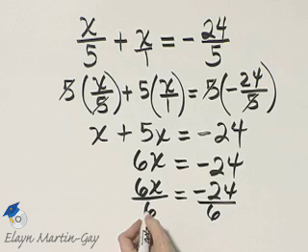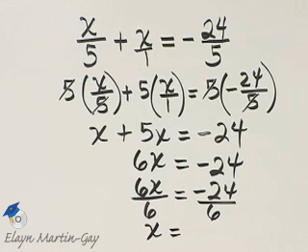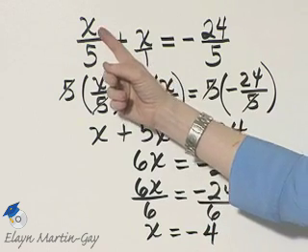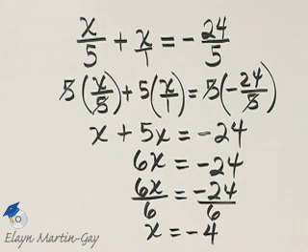And I have 1x, or simply x, on the left side, and negative 24 divided by a positive 6, that is negative 4. My solution is negative 4. You can check by replacing x with negative 4 throughout the equation and seeing that a true statement results.